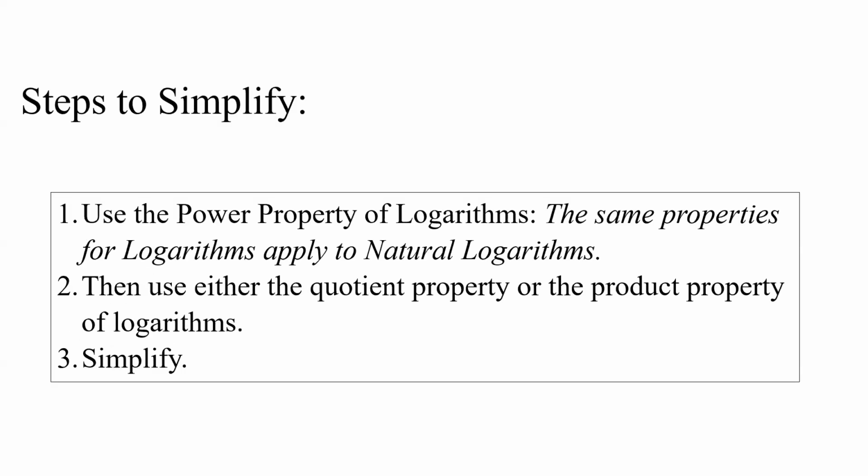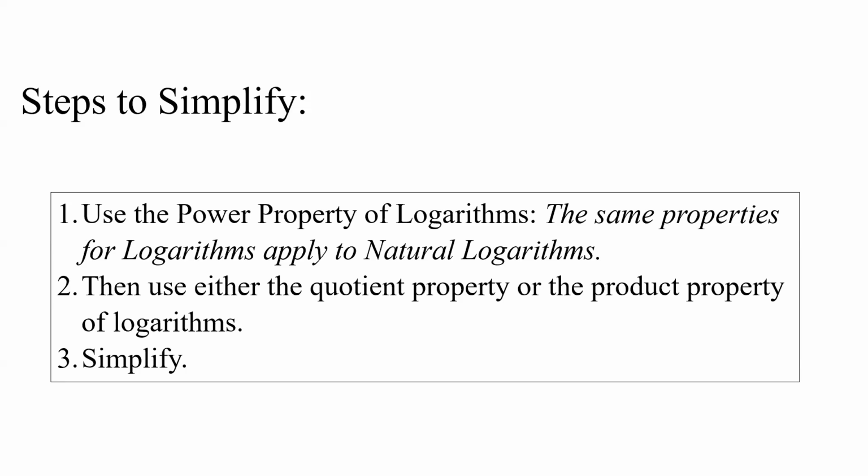Part A is just a quick little review from our previous sections on simplifying. When you're simplifying logs, you want to always start with the power property. The power property tells us that a coefficient of a log can become the power of the argument, and vice versa. The power of the argument can become the coefficient of the log.